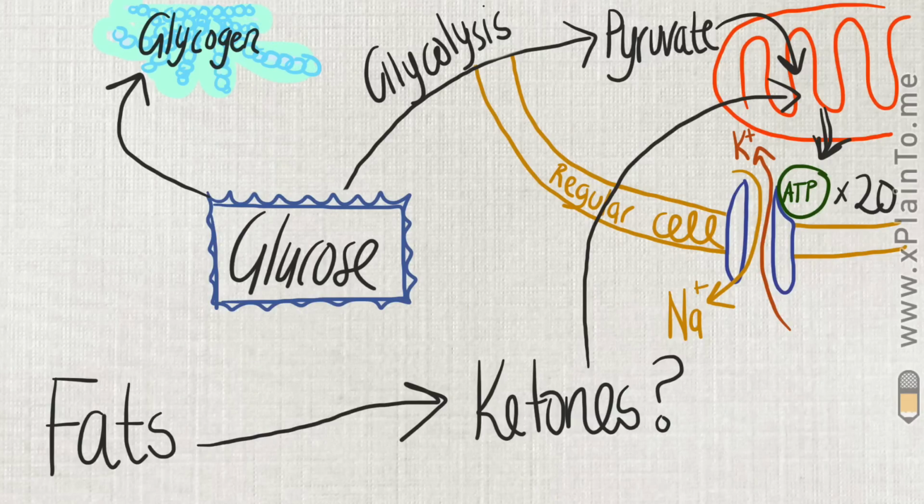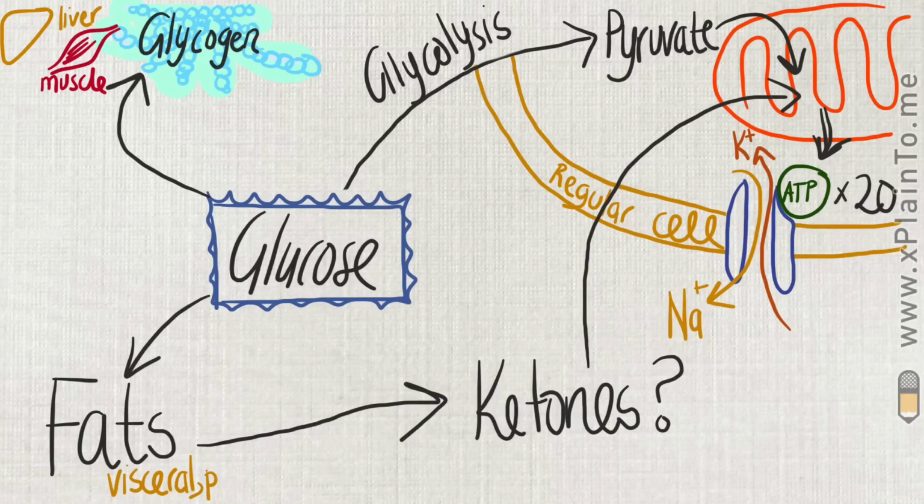Where can the body store glycogen? The muscles and the liver. Can glucose be stored away in any other form? Yes, it can be stored as fat. Where does the body store fat? There is visceral fat around the internal organs, and there are other deposits of fat in the peripheries.